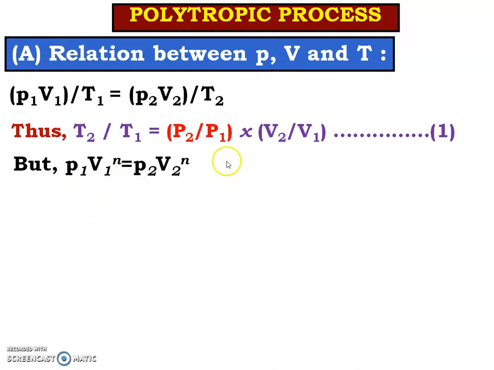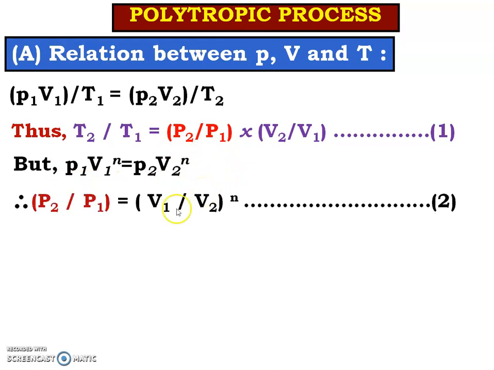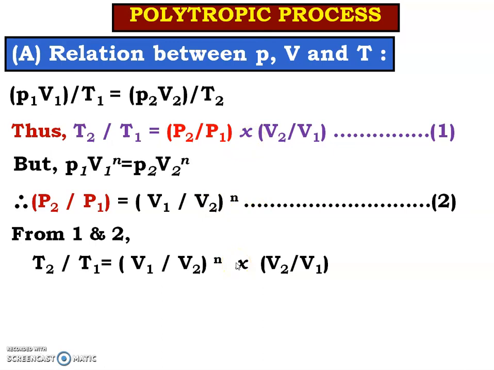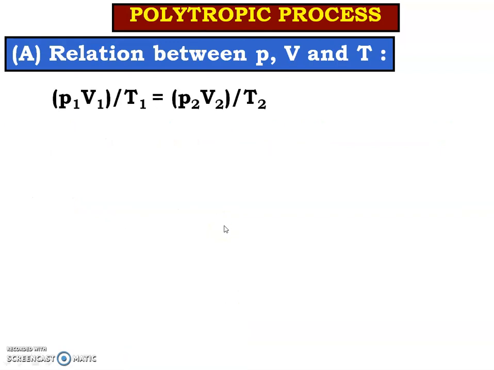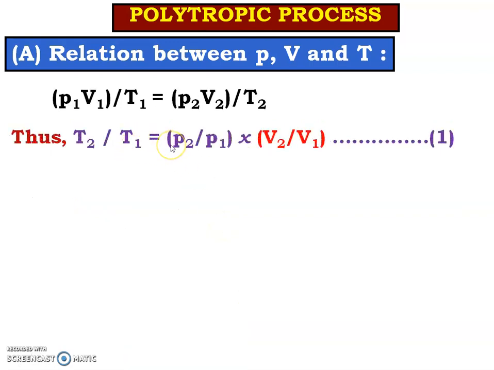Now we will substitute the value of P2 by P1 using this equation. So P2 by P1 is equal to V1 by V2 raised to n. Now substitute this value in equation number 1. And by simplification, we get T2 by T1 is equal to V1 by V2 raised to n minus 1.